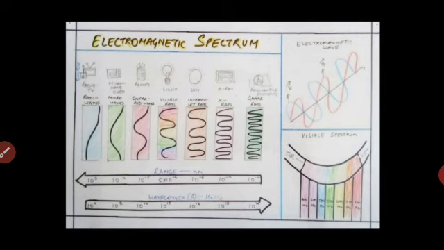The last in the spectrum is the gamma rays with the minimum value of wavelength, less than 10 to the power minus 3 nanometers. Gamma rays are used in radiotherapy for the treatment of tumors and to destroy cancer cells. It is used to preserve food for a long time. So we see food preservation uses the gamma ray irradiation technique.